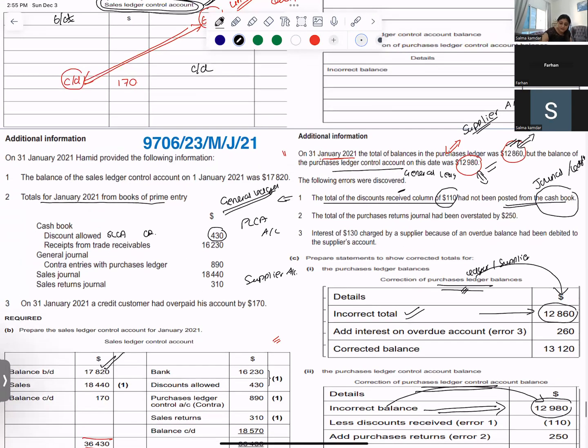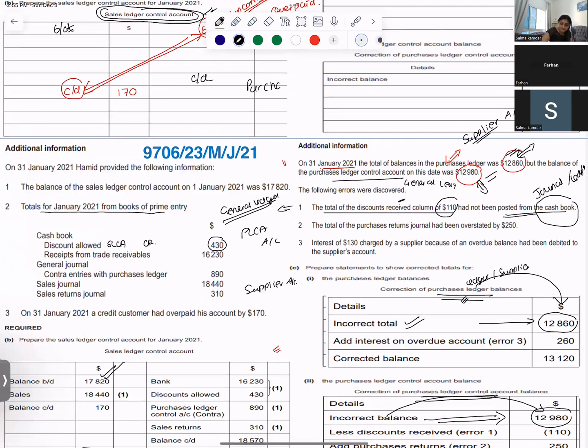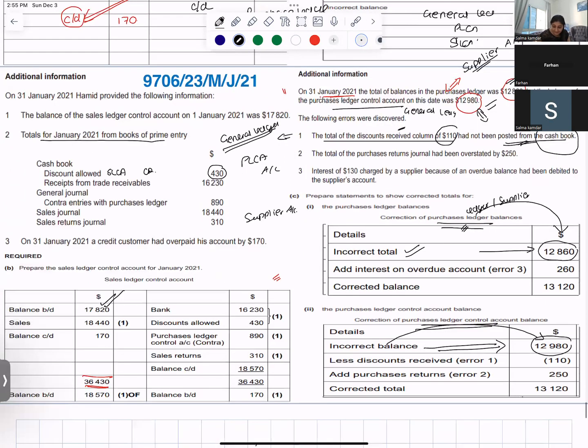The purchase ledger will have a supplier account, and the general ledger will have PLCA, SLCA. So it has not been posted from the cash book, so this will go in the PLCA. Now tell me, discount received will go in PLCA on which side? So discount received will go in the PLCA debit side.